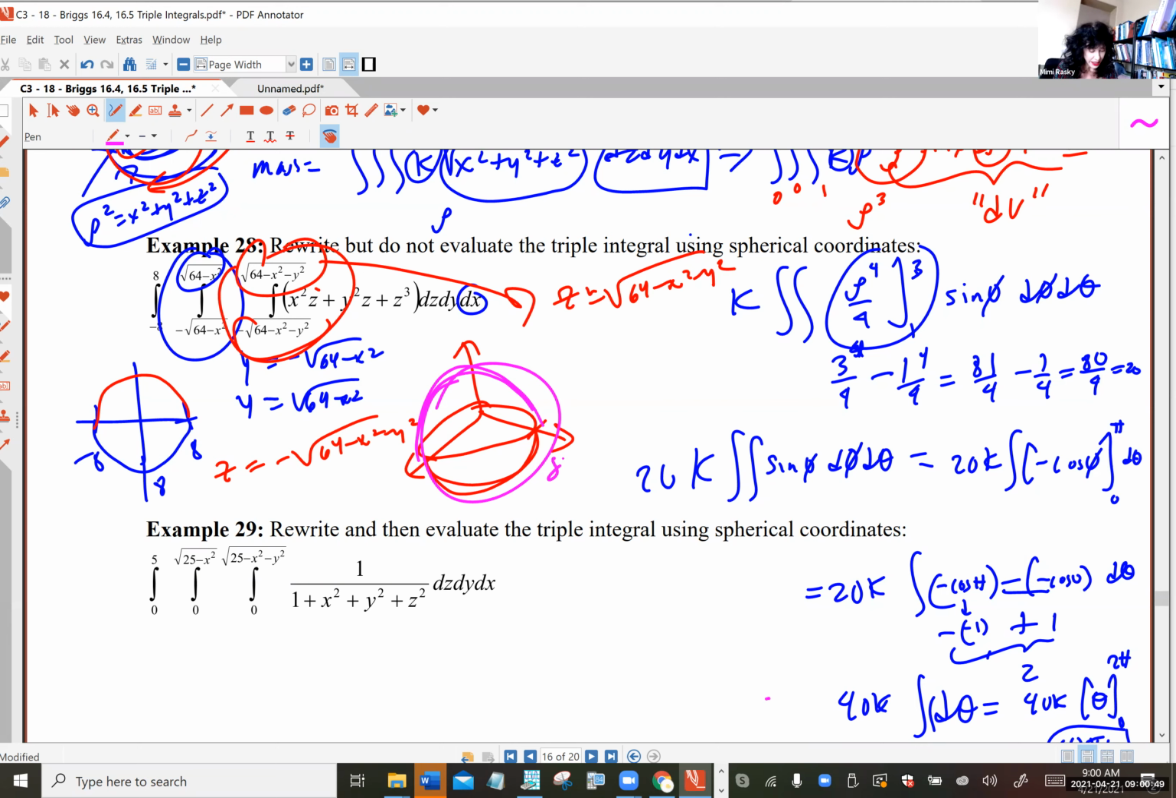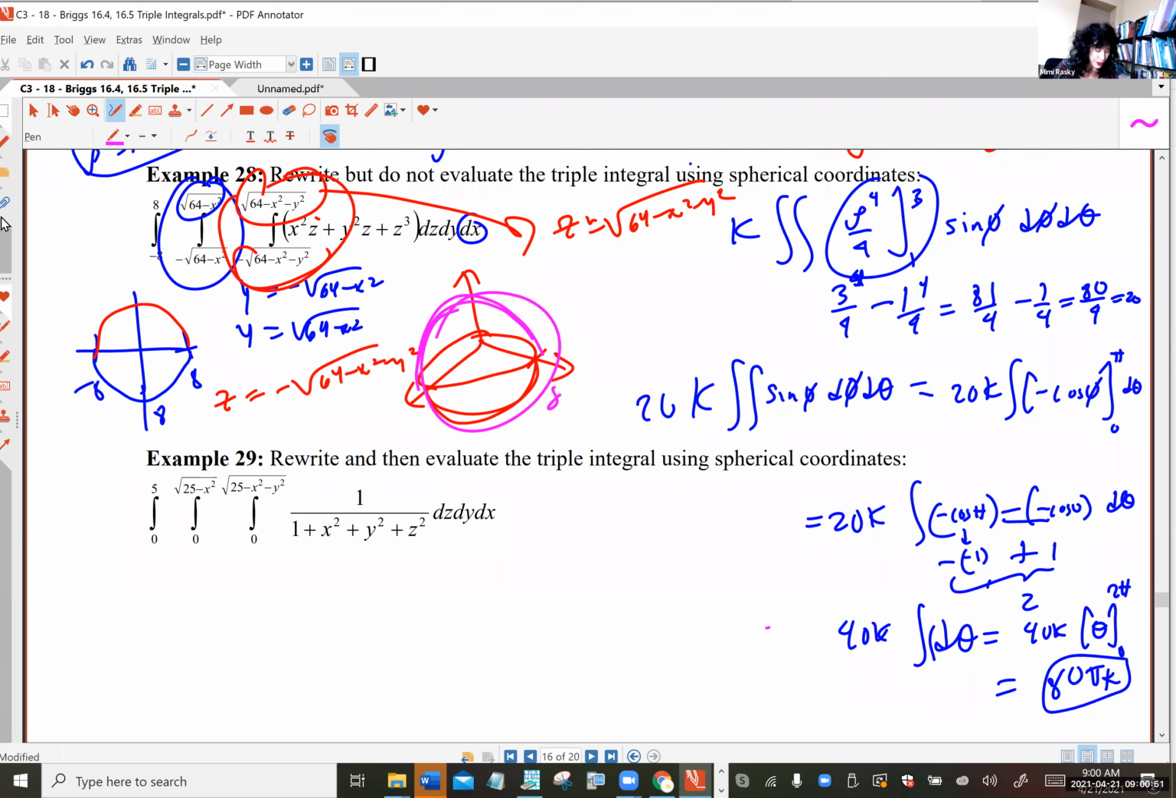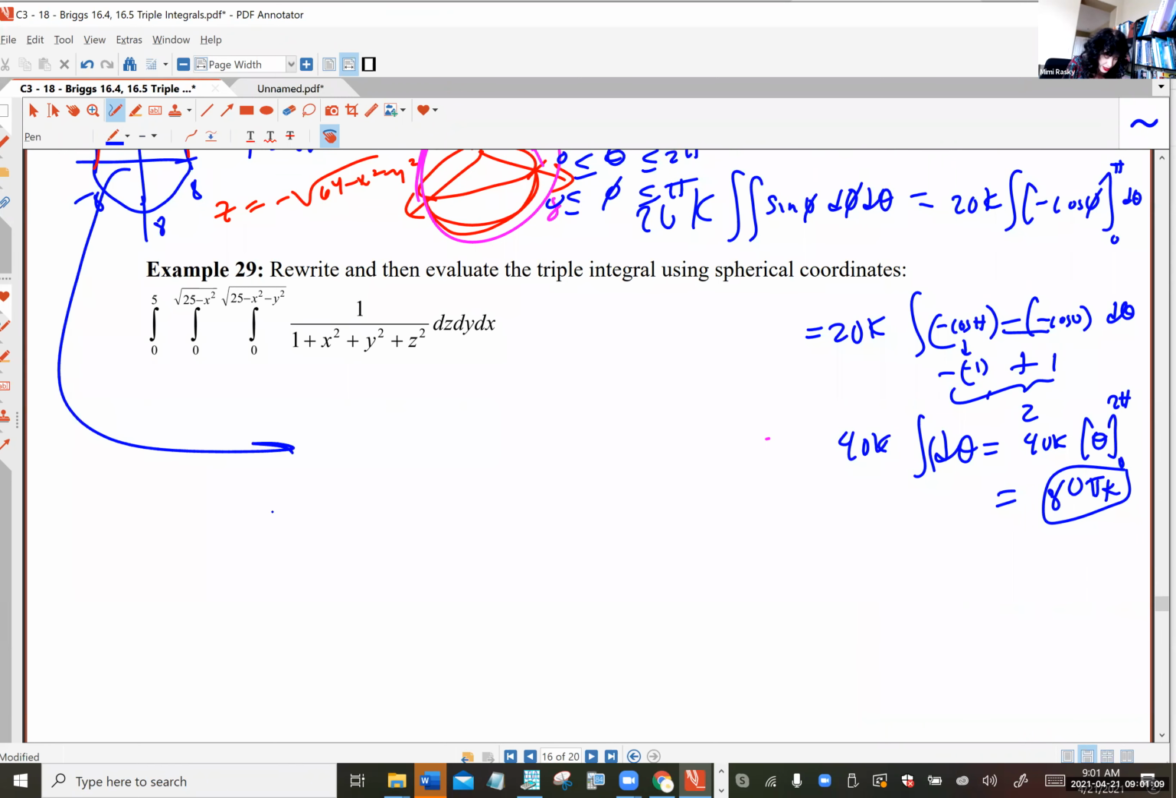How beautiful is that? Really beautiful, because when you convert this to spherical, your rho is just going from 0 to 8. Your theta is making the full revolution in the xy plane, and your phi is doing the full range of motion that phi can do, which is 0 to pi. And so this integral, going down here, is 0 to 2 pi, 0 to pi, 0 to 8, with the volume element rho squared sine phi, d rho, d phi, d theta.